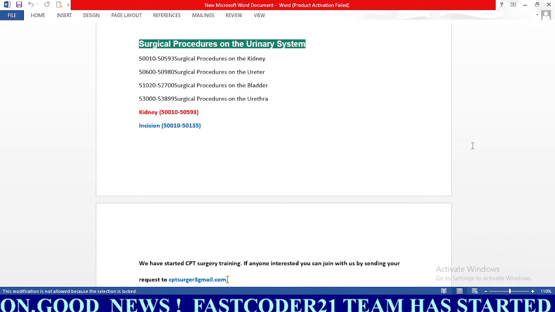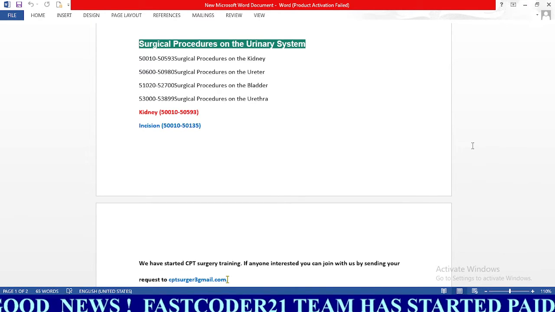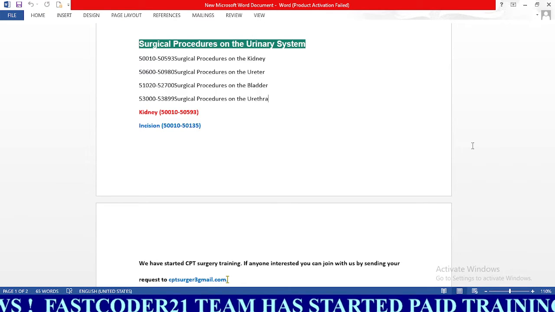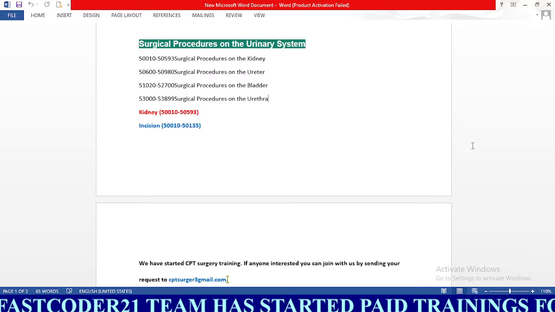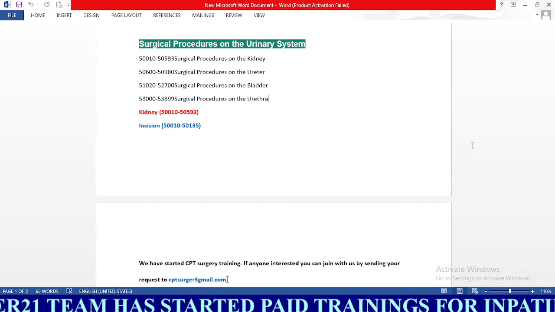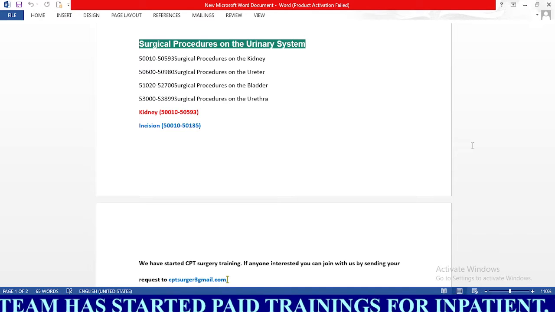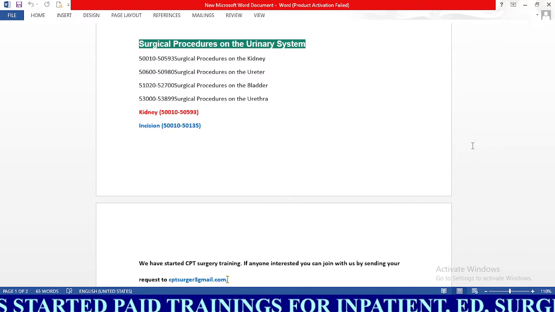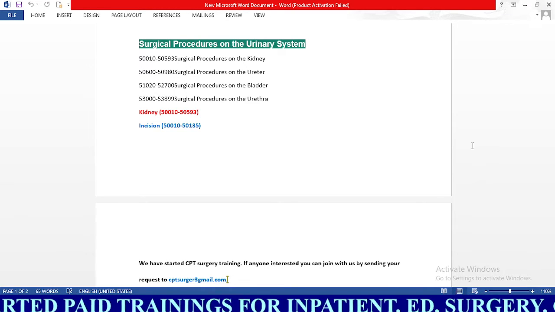Next one is 50,060, nephrolithotomy, removal of calculus. Litho means stones, tomy means incision. Here the physician will make an incision on the kidney and remove the calculus. Next one is 50,065, which is nephrolithotomy, secondary surgical operation for calculus.